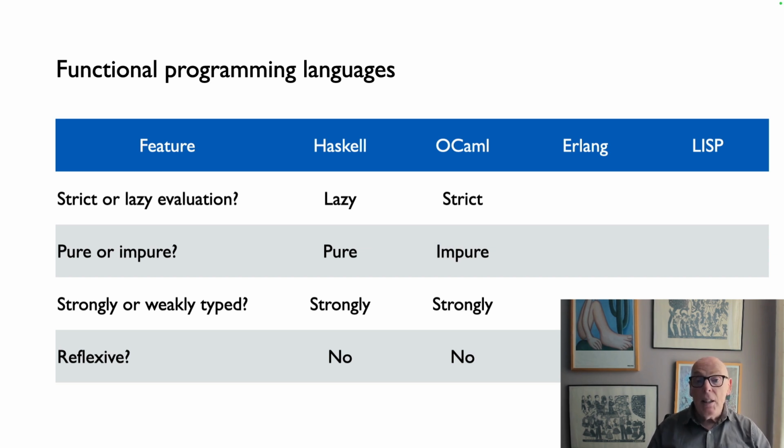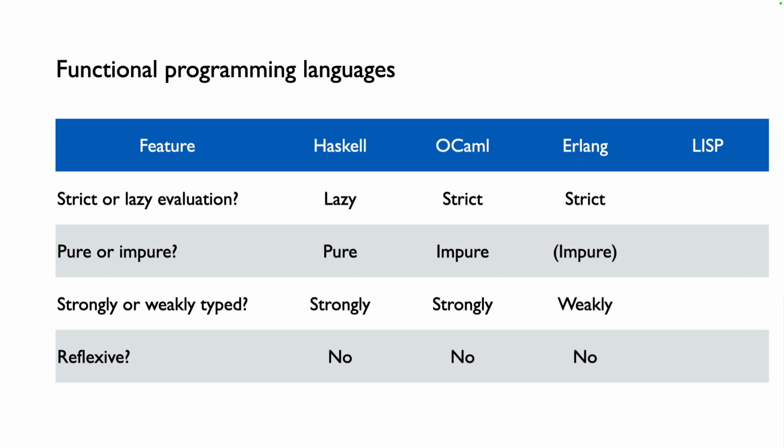It's impure. It contains mutable variables. It allows you to do all sorts of side effects as a part of expression evaluation, but it is strongly typed. So type errors are caught early, but it does relax the restriction on side effects. Again, it's not reflexive.